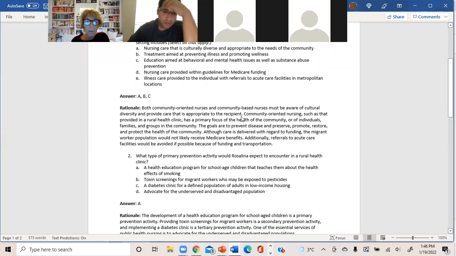This is a review. Although care is delivered with regard to funding, the migrant worker population would not likely receive Medicare benefits. Additionally, referrals to acute care facilities would be avoided if possible because of lack of funding.